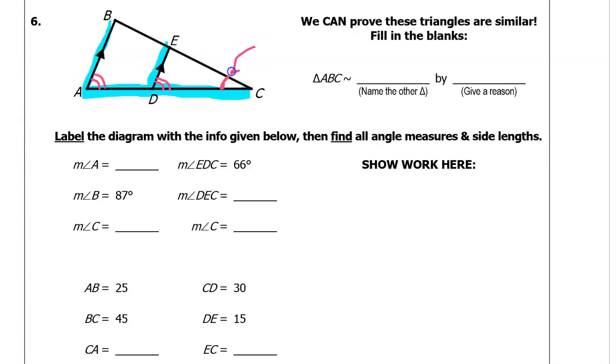And remember that this angle C really is congruent for both triangles, small and large. So this is angle-angle similarity.